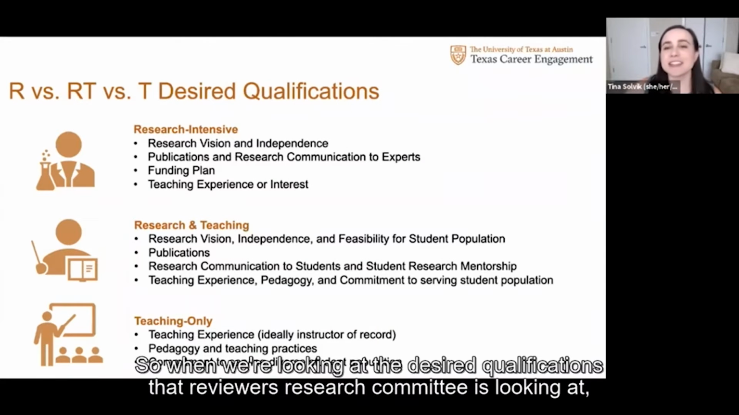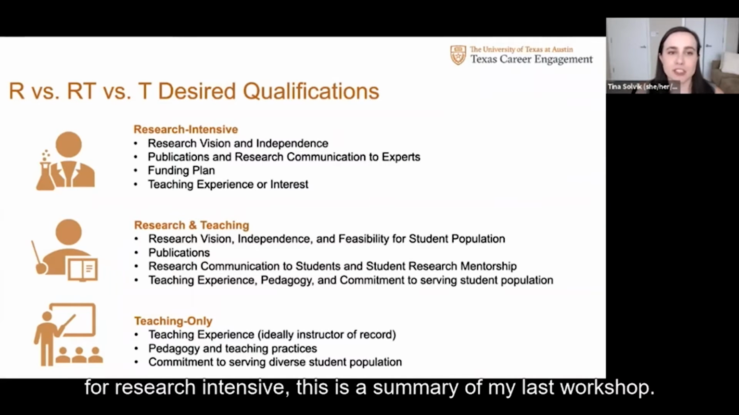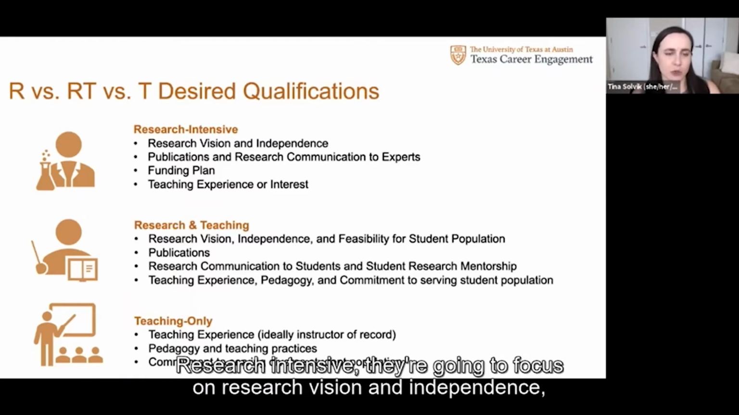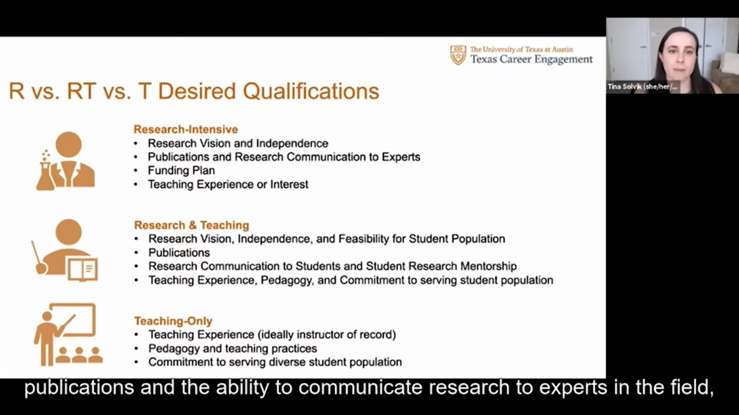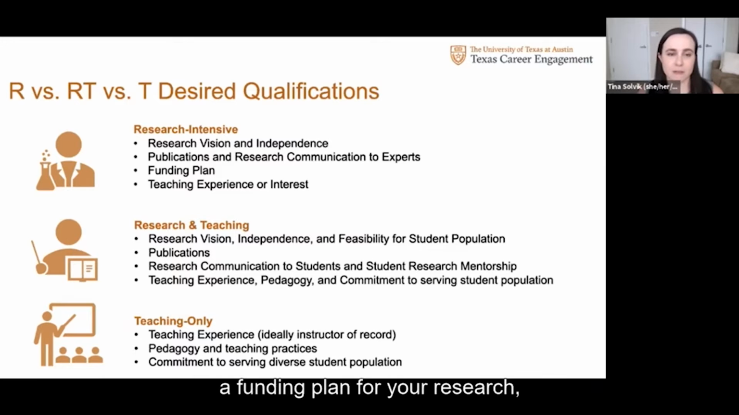So when we're looking at the desired qualifications that reviewers, the search committee, is looking at, for research intensive, this is a summary of my last workshop. Research intensive, they're going to be focusing on research vision and independence, publications and the ability to communicate research to experts in the field, a funding plan for your research, and teaching experience or interest.